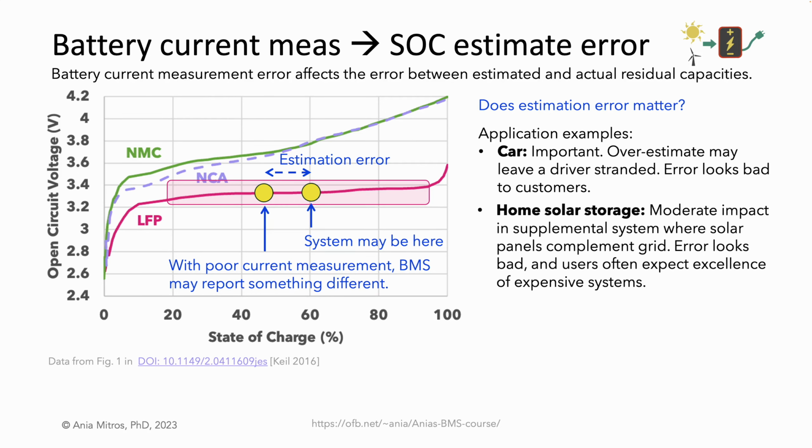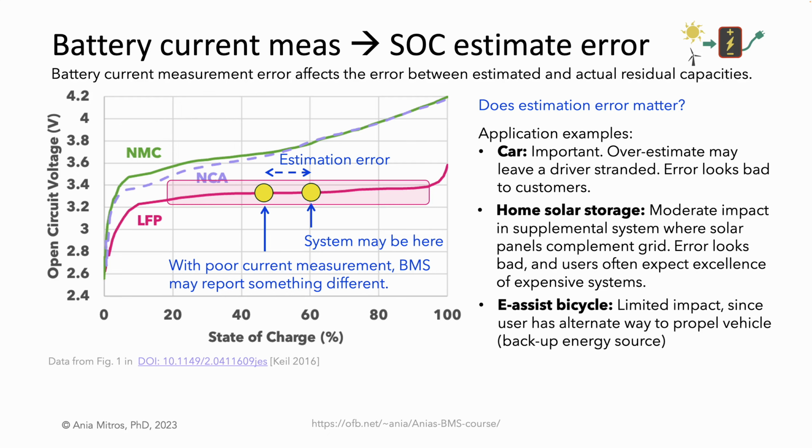For home solar storage, the impact is moderate. In a grid-connected system where solar panels provide supplemental energy, the actual capacity matters more than the estimate. The solar panels will charge the battery until it's full, the system will discharge the battery until it's empty, and then the system will use power from the grid. The impact of switching between grid and battery a little earlier or later than estimated is more about looks than function. An inaccurate estimate may look inelegant to the subset of customers who monitor their systems closely, who may be annoyed by poor estimation in an expensive system.